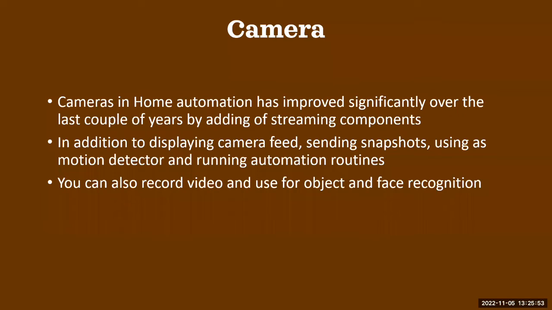Another thing is cameras in home automation have improved significantly over the last couple of years by adding streaming components. In addition to displaying camera feeds, sending snapshots, using as a motion detector, and running automation routines, you can also record video and use it for object and face recognition.